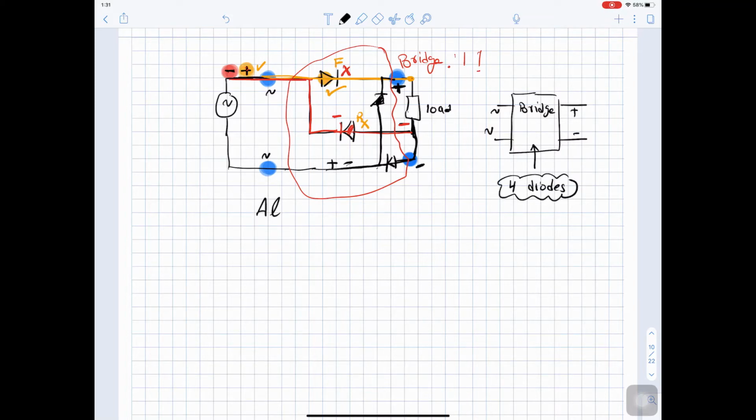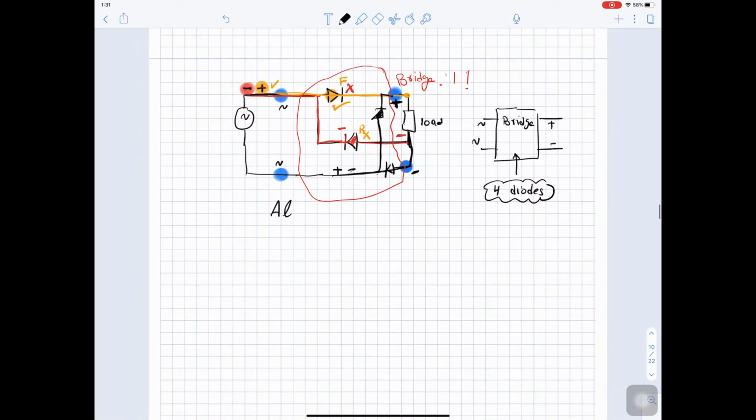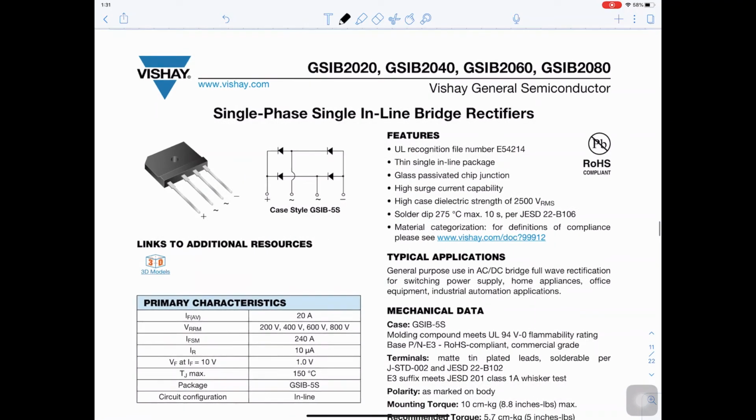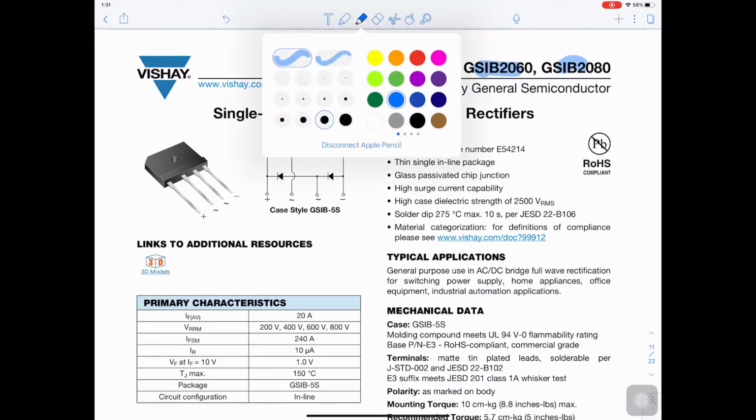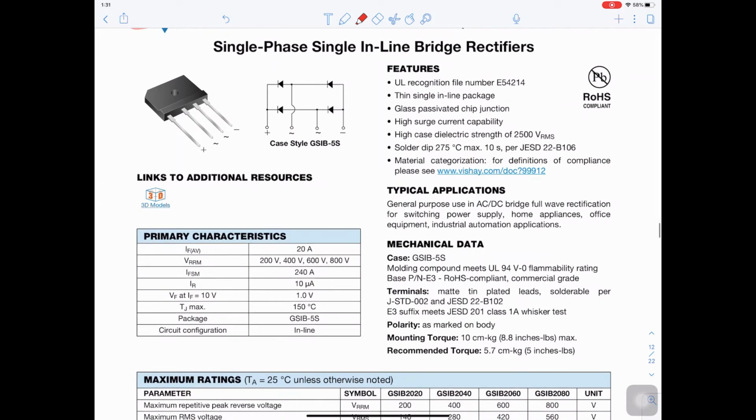And this is a connection for the bridge. So let's see a commercial bridge. This is one of the commercial bridges. Okay, this is the part number. Just forget about the company, we are just taking this as an example. So as you can see, this is a rectangular shape.